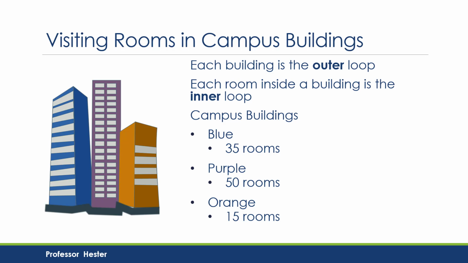This is the second iteration of the outer loop. Inside the purple building, I execute my inner loop by visiting all 50 rooms one at a time. Now, I exit the purple building and start my third iteration of the outer loop by entering the orange building.